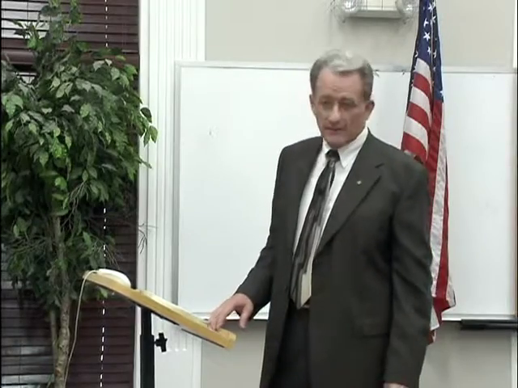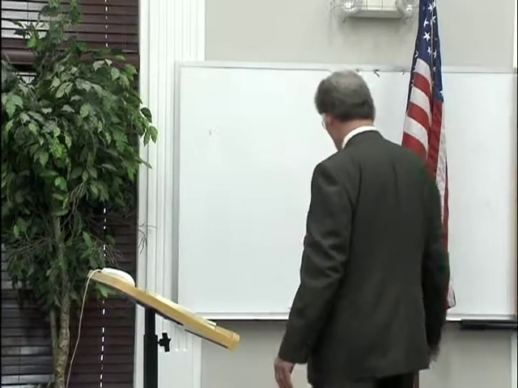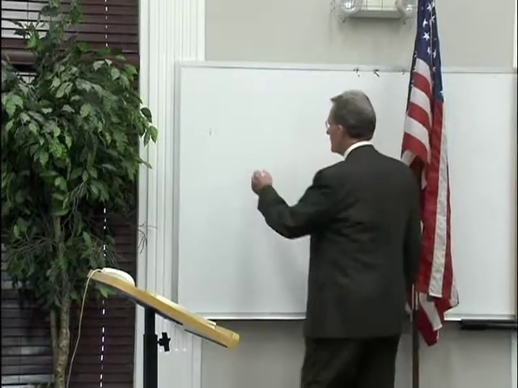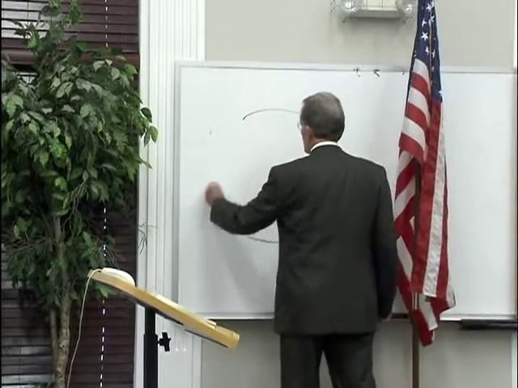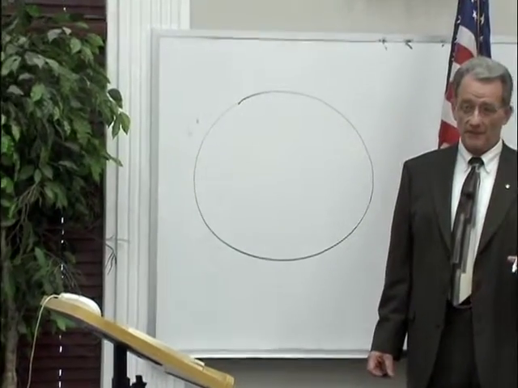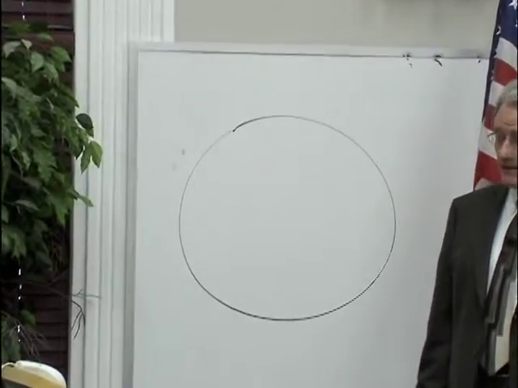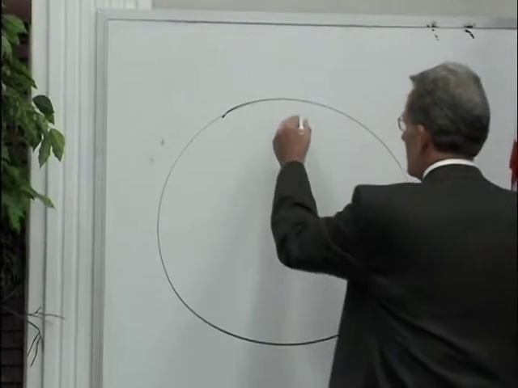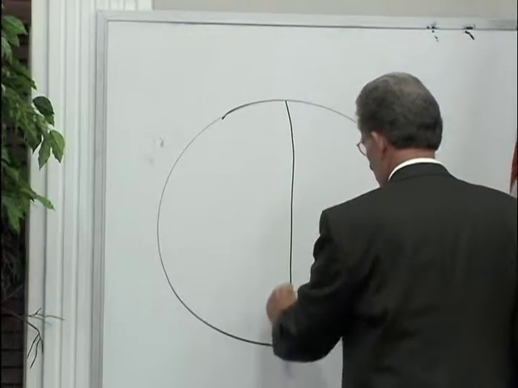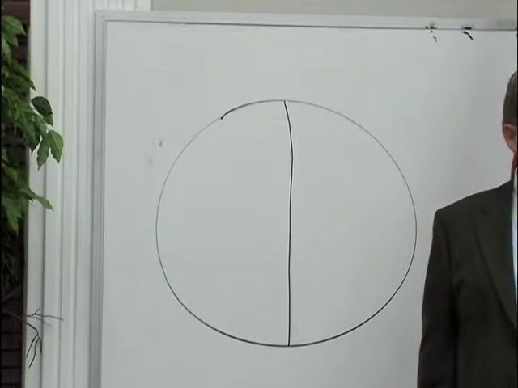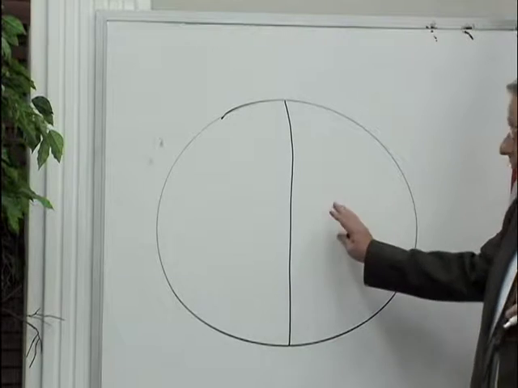So I ask you this question, and let me draw a little bit here on the board. Let's assume that this represents the body politic, okay? And let's divide it in half. Let me ask you, what is a majority here? How can I make this a majority?